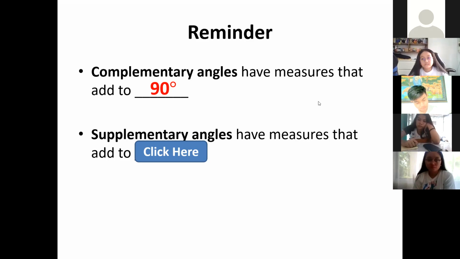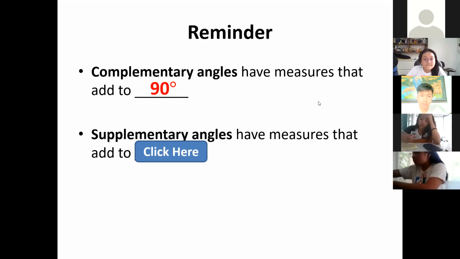So how will you find the complement of an angle? Let's say the angle is x, so the complement there is 90 minus x. Again, if the unknown angle is x, the complement to that angle is 90 minus x. Get it? So whatever the value of x, subtract it from 90, that is the complement of the given angle x.